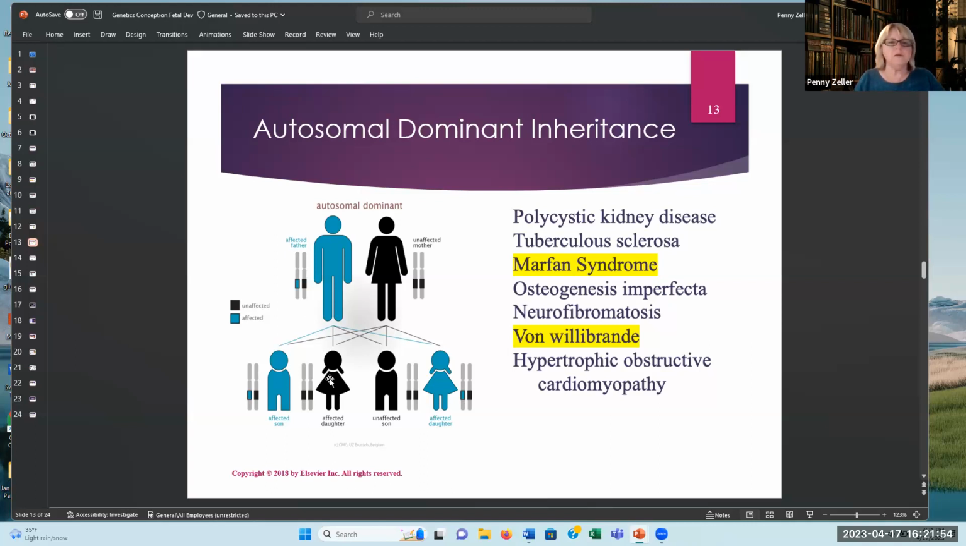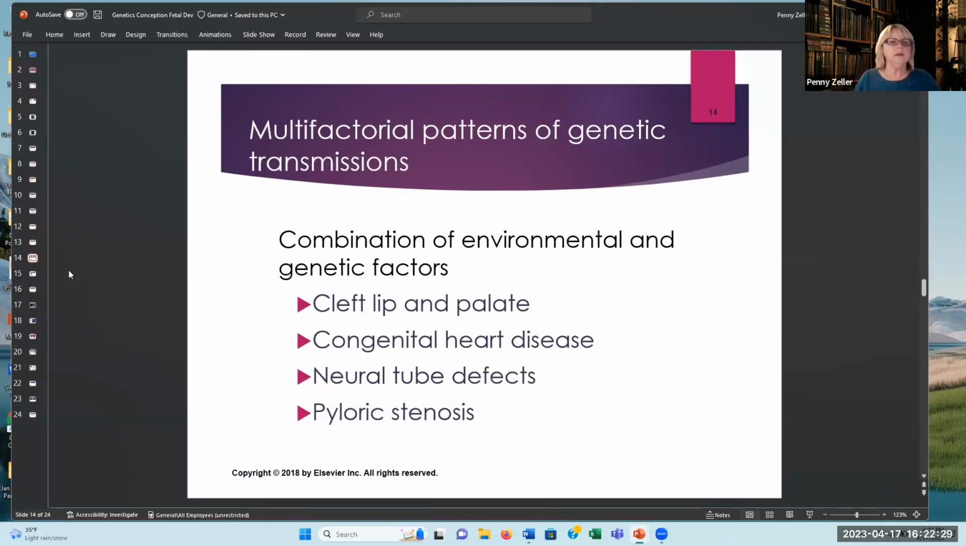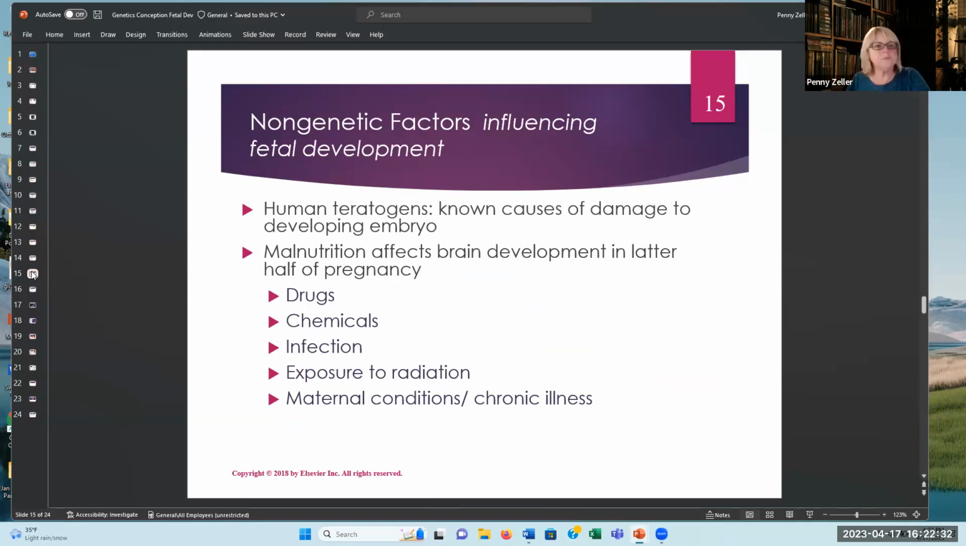I just realized there's a typo on this. This little girl with the black dress and black hair, it says affected daughter. That should be unaffected. So the two children in the middle are safe. Okay, so that's dominant. So 50% chance that each child will get it, whereas recessive, it's only 25%. But sickle cell and cystic fibrosis are recessive. We really don't talk about von Willebrand. We do talk about that a little bit. And there's other factors that come into play.